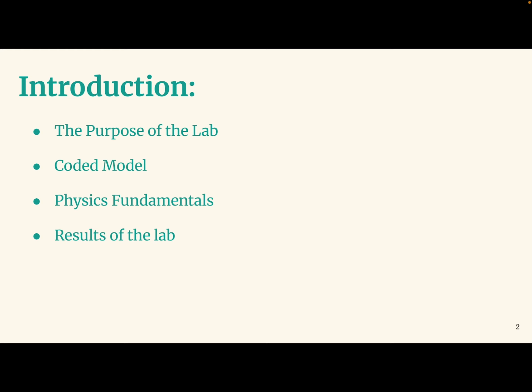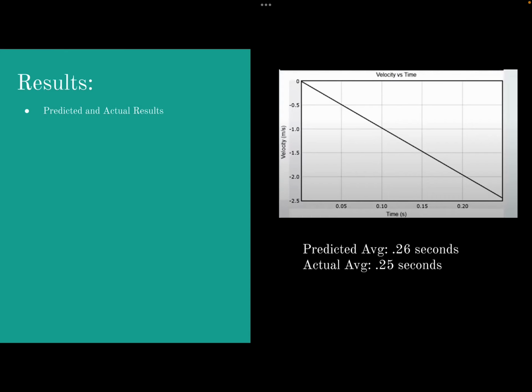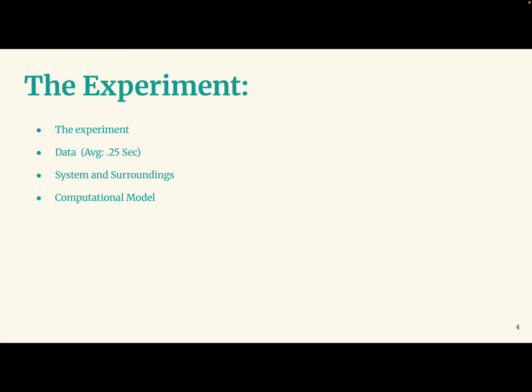The physics fundamentals for this lab include Faraday's law, Lenz's law, and Newton's second and third law of motion. And here are the results from our lab. My predicted result is that the average time would be 0.26 seconds, while the actual average should be 0.25 seconds. And the graph is from the coded model, which you'll see later on.